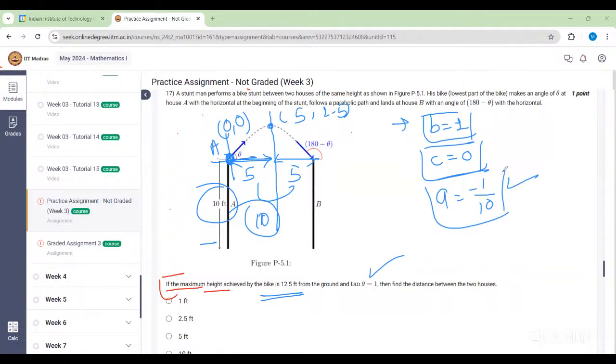We found the value of a using the fact that the y coordinate of the parabola vertex is 2.5. And using all those things, we went to the axis of symmetry and computed that this distance is 5. Because of the symmetry, the right hand side distance is also 5. So the total distance between house A and house B is nothing but 10 feet. Is that clear now?